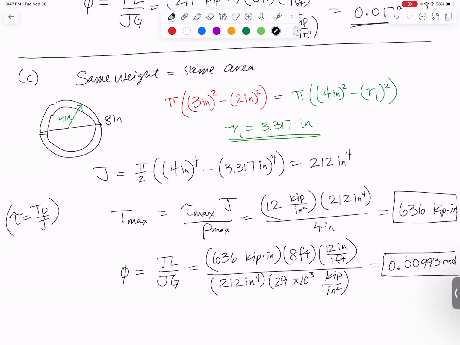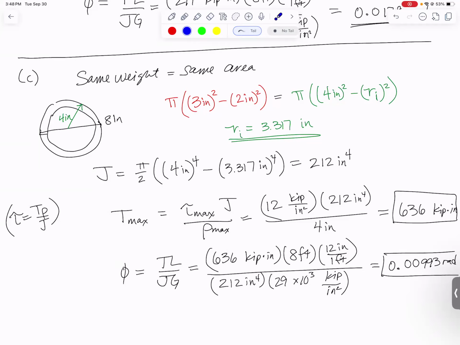So if you were designing a torsion shaft and your primary considerations were carrying as much torque as possible or reducing the amount of twist that happens when you apply that torque to it, you want to go with the biggest outer diameter you can, keeping the weight constant. That may not be your only design consideration. In theory, you could make the shaft get really, really big with a very tiny wall thickness.